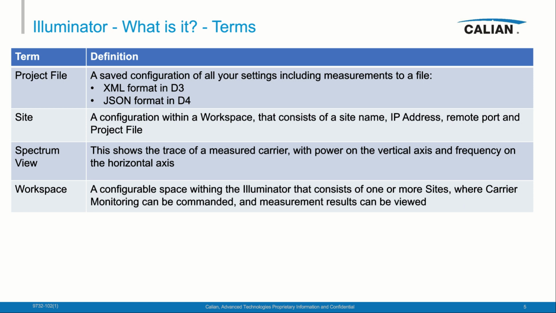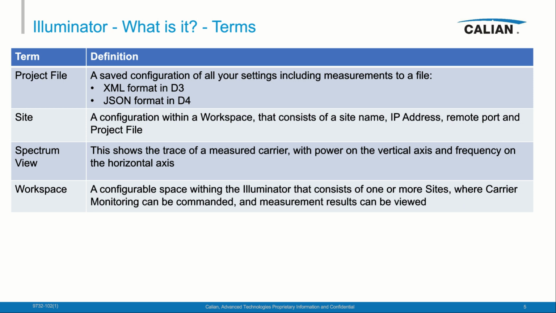Project file is just a file that, in the D3 world, is in XML format, and in the D4 world is in JSON format, and it contains all of your settings, including all the measurements, the measurement names, the analyses that are going to be run, and the thresholds that need to be within limits. Site is a configuration within a workspace that consists of a site name, IP address, remote port, and an uploaded project file. So this represents a remote site, which can be a D3 or a D4.